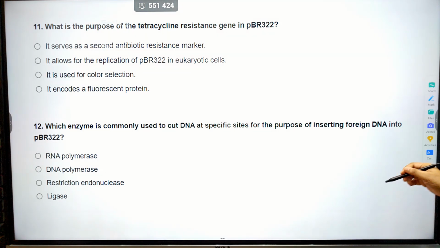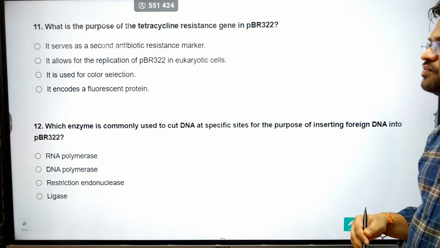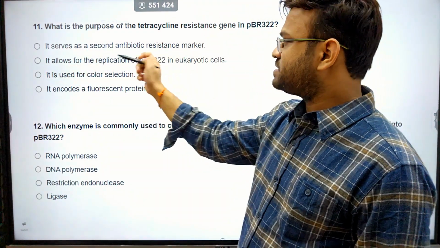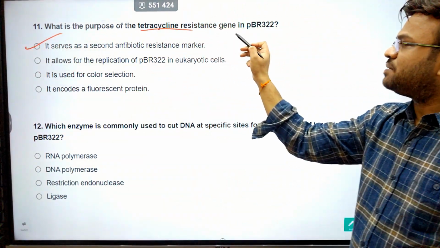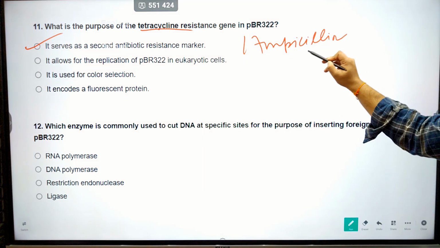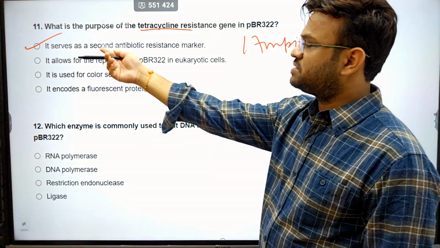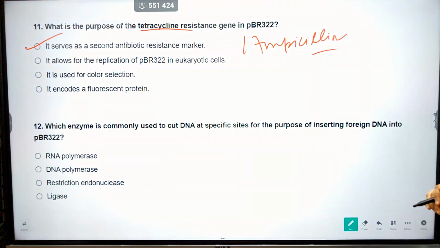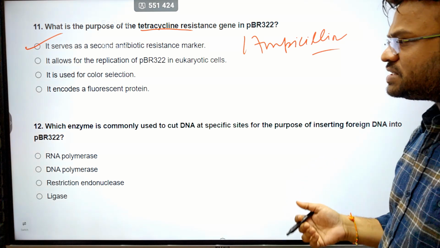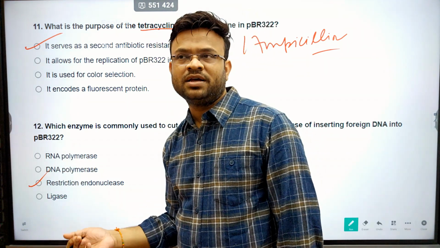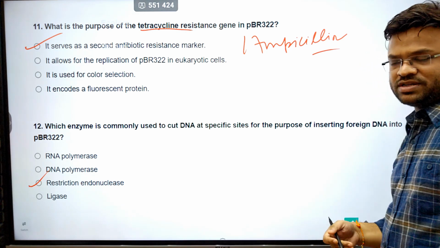What is the purpose of the tetracycline resistance gene in pBR322? Obviously, it serves as a second antibiotic resistance marker. Ampicillin is the first one, and apart from ampicillin, the tetracycline resistance gene is also present, so it serves as a second antibiotic resistance gene. Next, which enzyme is commonly used to cut DNA at specific sites for inserting foreign DNA into pBR322? Obviously, restriction endonuclease enzymes are used, because BamHI and PstI are all restriction enzymes.